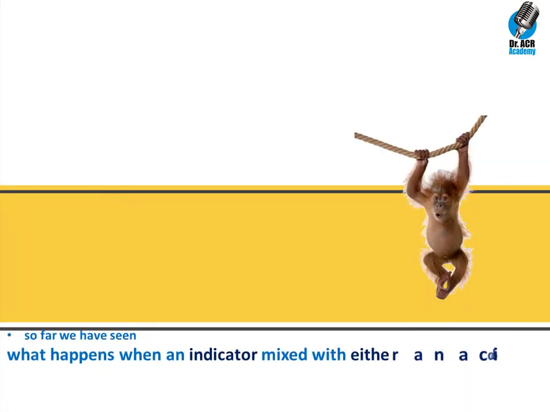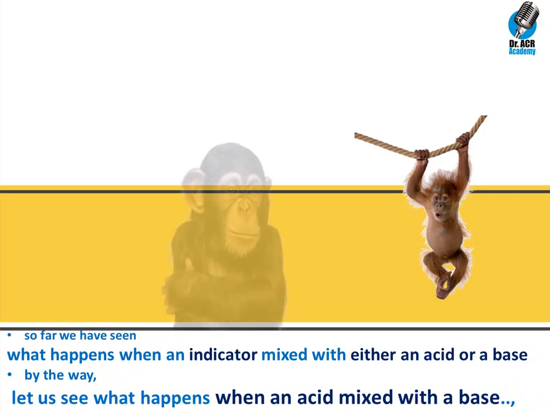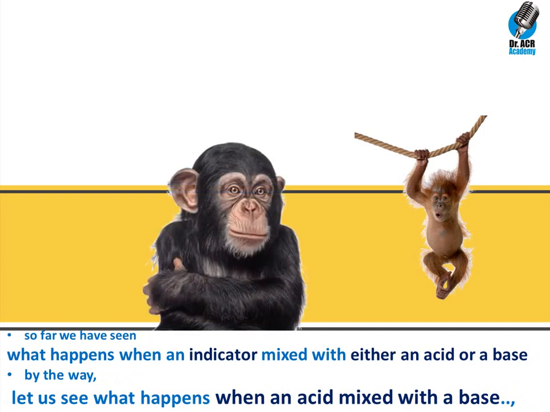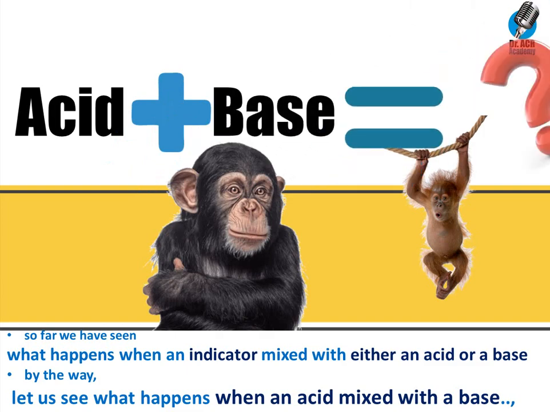So far, we have seen what happens when an indicator mixes with either an acid or a base. Now let's see what happens when an acid is mixed with a base. Acid plus base is equal to what?